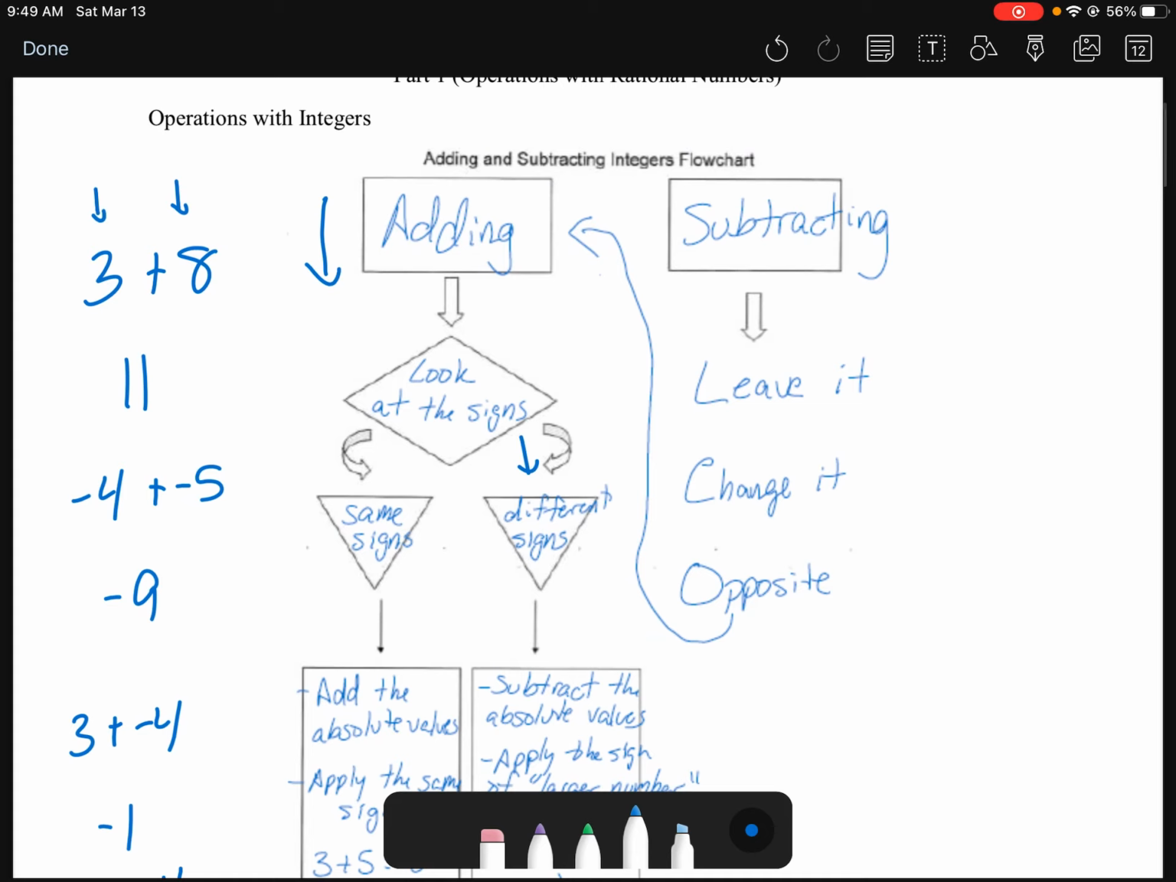If I'm subtracting two numbers, so for example, if I had 4 minus 5, I can go ahead and use LCO. Leave it, change it, opposite. And now that I have an addition problem, I can go ahead and follow the flowchart for adding integers.